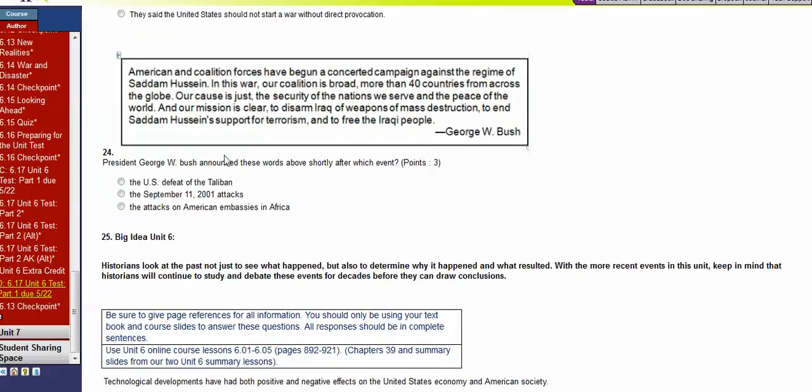For number 24, it says President George W. Bush announced these words above shortly after which event? And I'll read his statement.